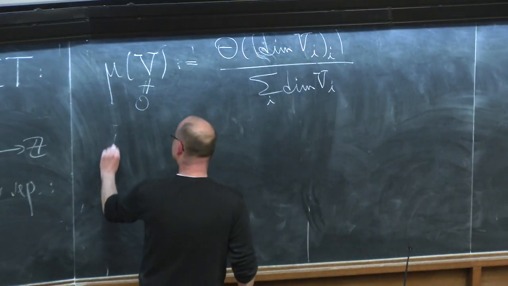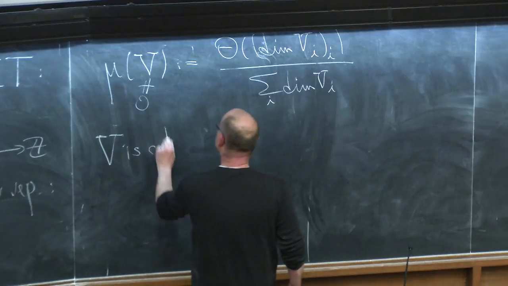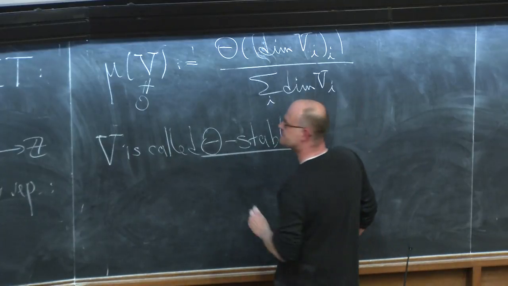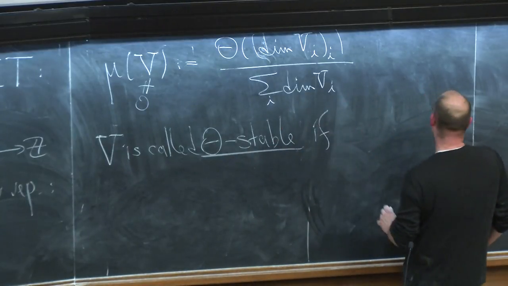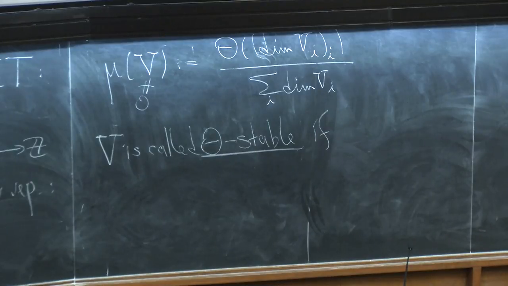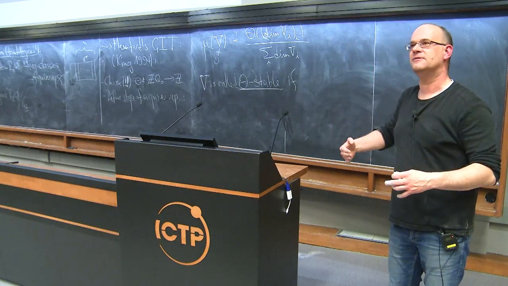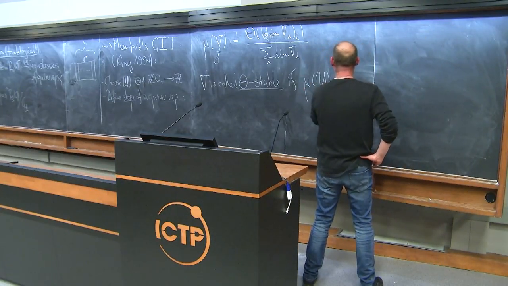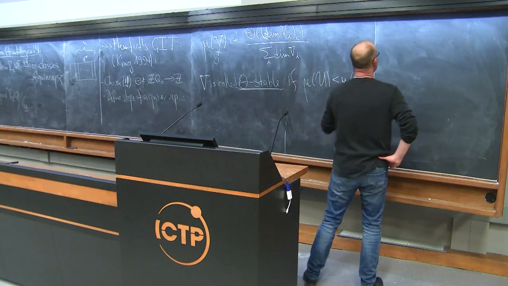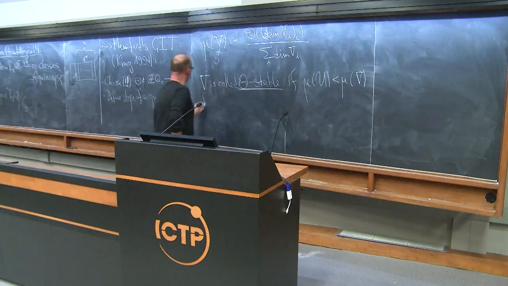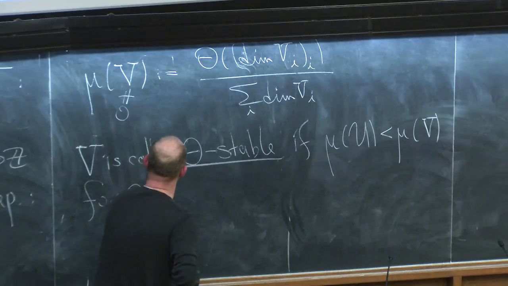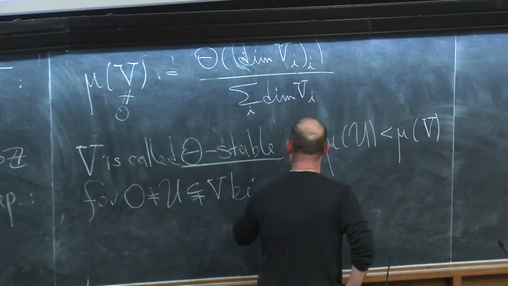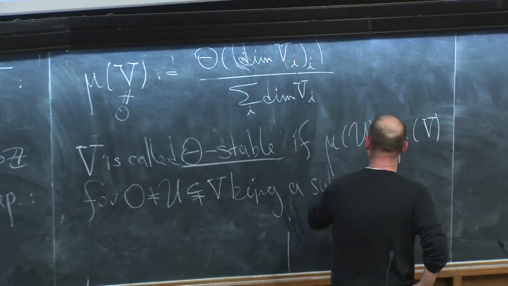OK, and now the central definition: V is called theta stable, stable with respect to this choice, if the following holds. Whenever you have a sub-representation, and I will tell you in a second what this is, the slope decreases. The slope mu of U is strictly less than the slope of V, for U being a proper sub-representation.